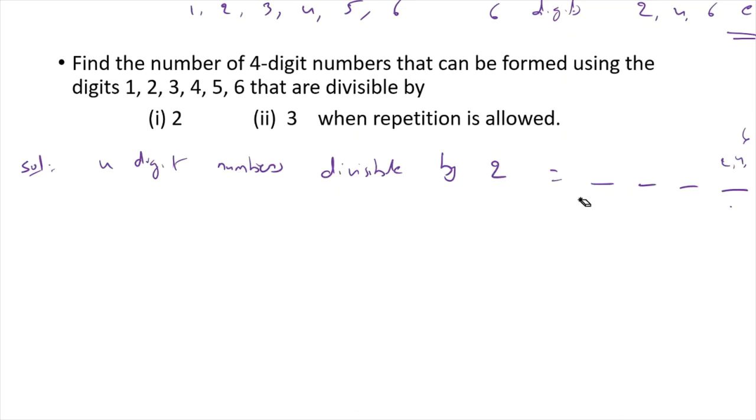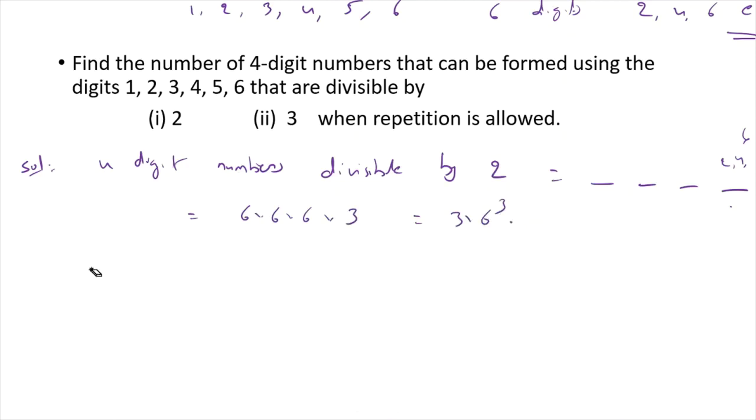So I can fill the first blank with any of these 6 digits, and I can fill the second blank with any of the 6 digits. I can fill the third blank with any of the 6 digits. But when I come to the 4th place, I have to fill the 4th place with only 2 or 4 or 6. Therefore, the total number of 4-digit numbers that are divisible by 2 is equal to 6 times 6 times 6 times 3, which is equal to 3 times 6 raised to 3. So these are the total number of 4-digit numbers that are divisible by 2.